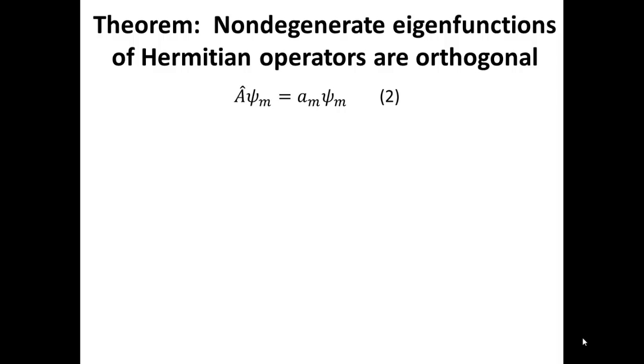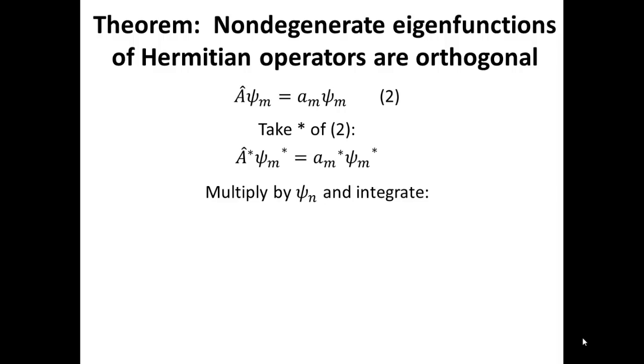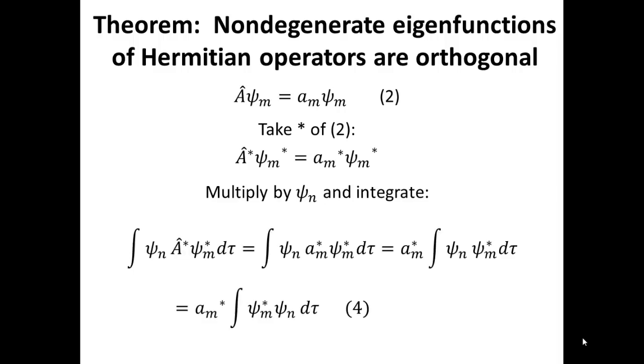If I now work with my second eigenvalue equation, and I take the complex conjugate of this equation, which means I can distribute the complex conjugate operation through all of the terms in the equation like we did in the previous video. Then if I multiply by psi n, the wave function from the eigenvalue equation 1, and integrate that over all space, on the left-hand side I have the result of doing this to the left-hand side of my complex conjugate equation. That is equal to doing the same thing to the right-hand side, where I take psi n times a m star times psi m star integrated over all space.